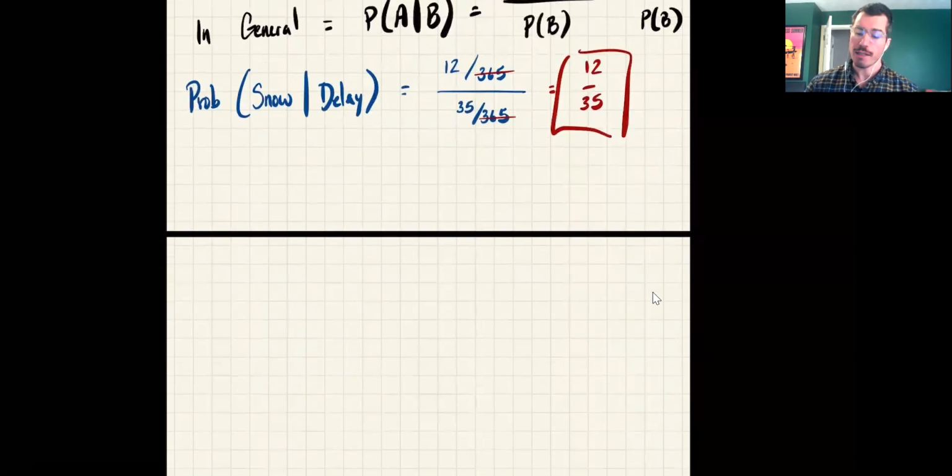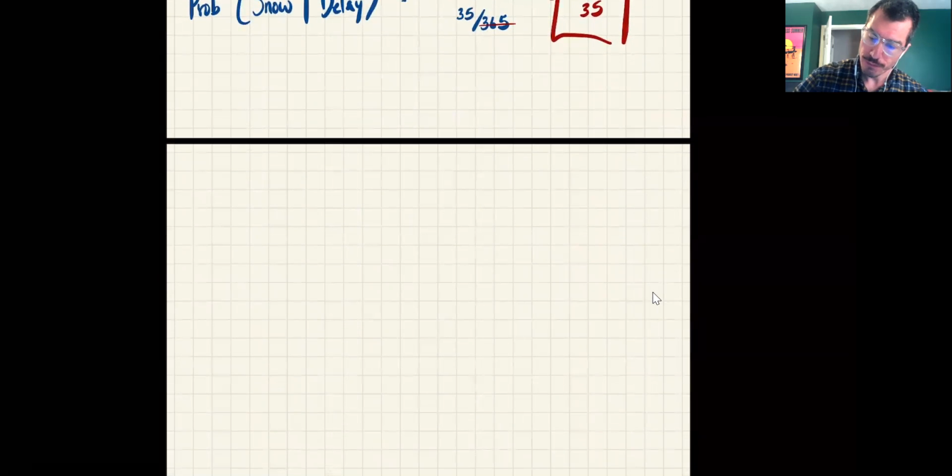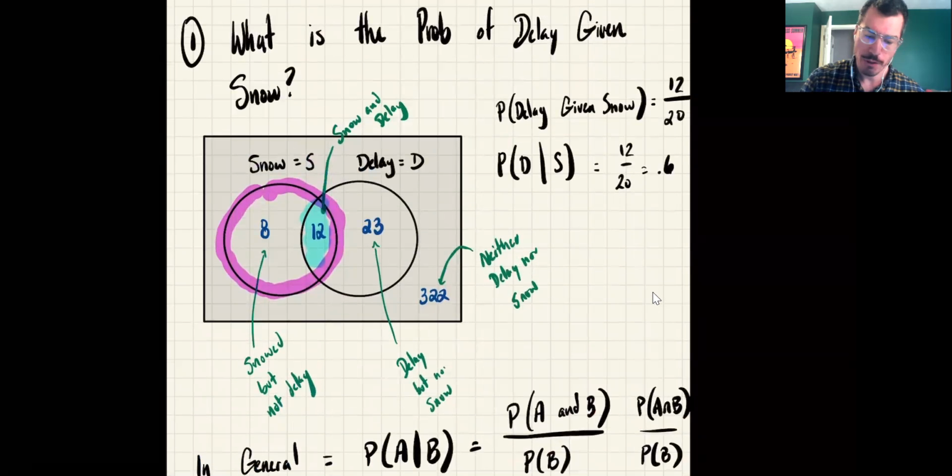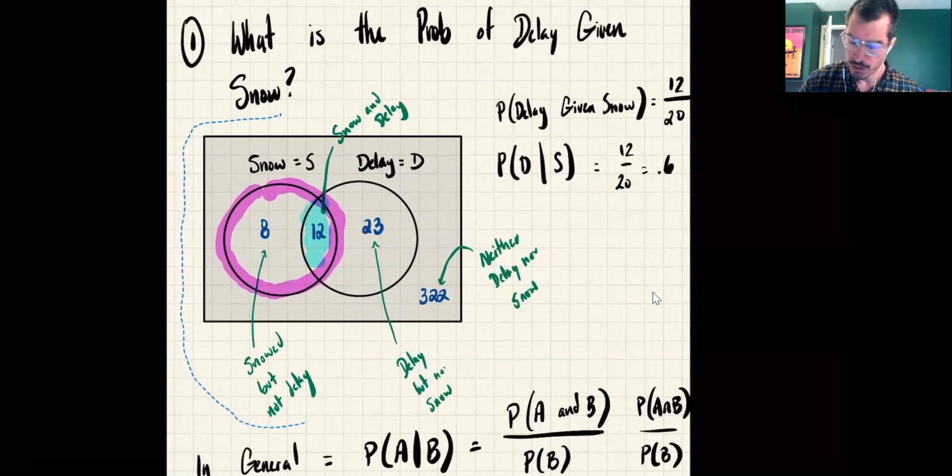So now let's take a look at a slightly different question. Is snow and delay independent? So what exactly does that mean? I'm going to first just copy this chart, because that's going to be really helpful for us.